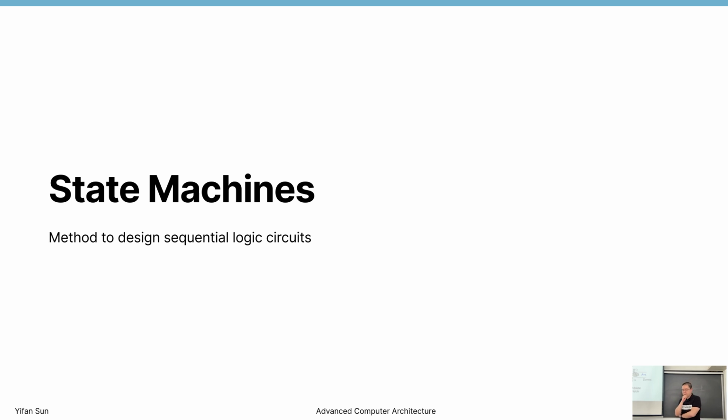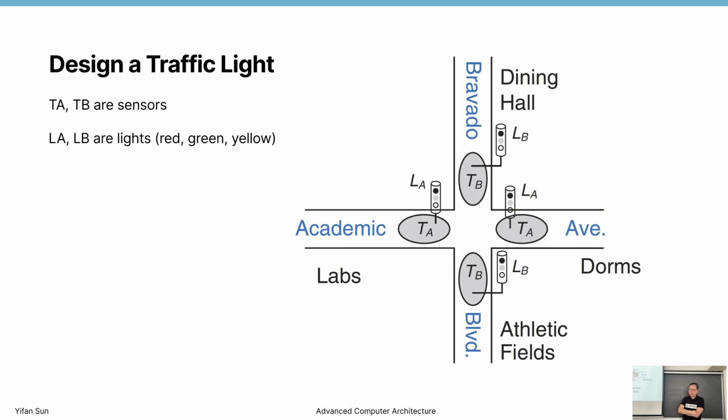So let's use an example. This example is from our textbook. Let's design a traffic light. In this traffic light, we have two sets of sensors, TA and TB. Sensors detect if there's a car there or not. Let's assume this is super simple: it's not busy, and only one car at a time passes through this crossing.